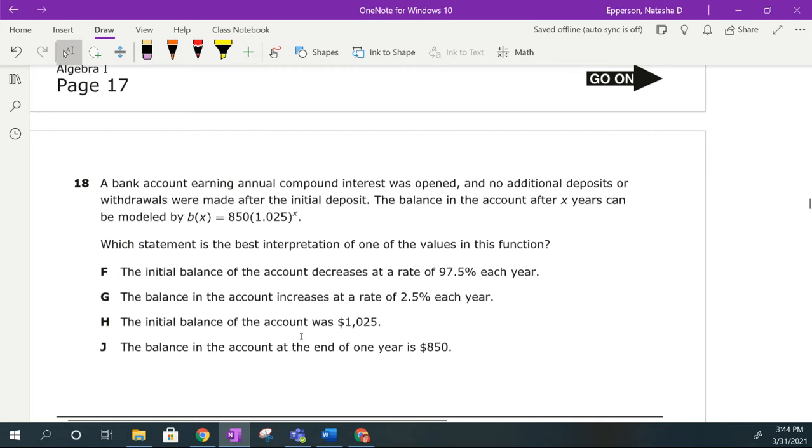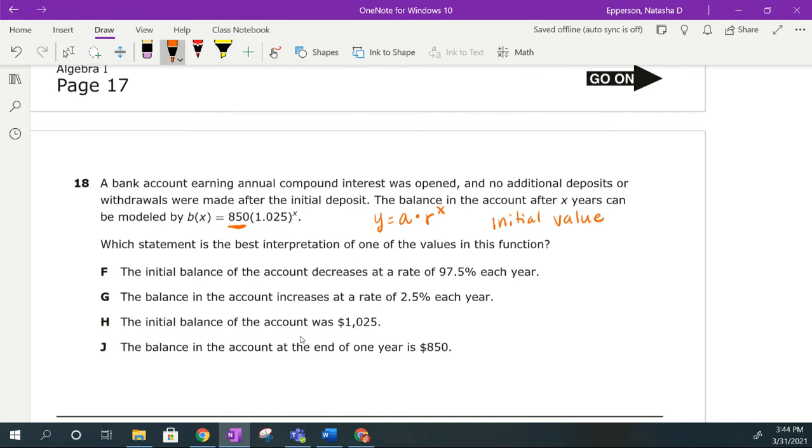Number 18, the bank account earning annual compound interest is open and no additional deposits or withdrawals are made after the initial deposit. The balance in the account after X years can be modeled by this function. It's an exponential function. Reminder, your exponential function is y is equal to a times r to the power of x, okay? Your a represents the initial value. So this 850 tells me that I have an initial balance of 850, okay?